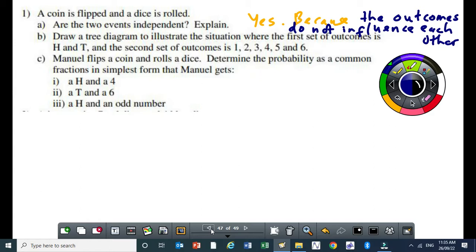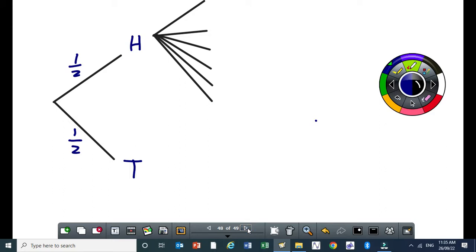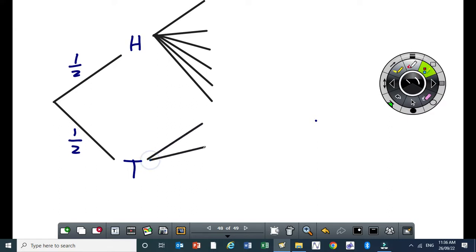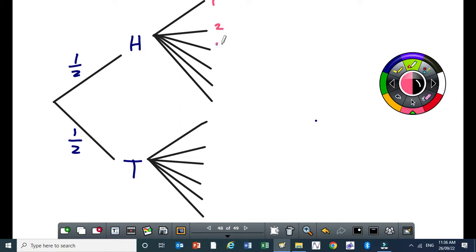Great. Then the second set of outcomes comes from the dice. When you roll a dice, you get six possible outcomes. You can also get a tail first, then a 1, a 2, a 3, a 4, a 5, or a 6. After a head, you can likewise get a 1, 2, 3, 4, 5, or 6.